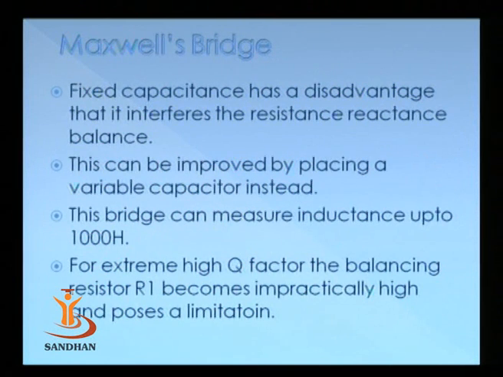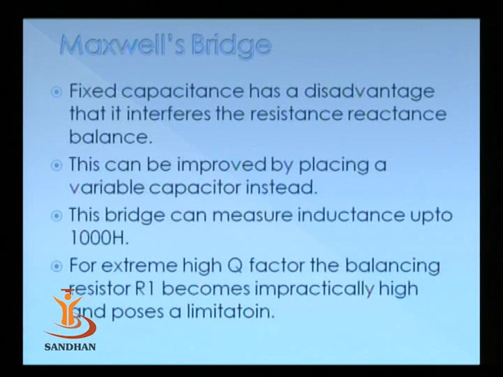Maxwell bridge basically is used for measurement of inductor, and it has a fixed capacitor in the first arm. Now this fixed arm capacitance has some disadvantage because it interferes in the resistance reactance balance. You cannot balance it beyond a certain limit, and this can be improved by placing a variable capacitor instead of the fixed one. This bridge can measure an inductance up to 1000 Henry, so that is normally a practical limit.